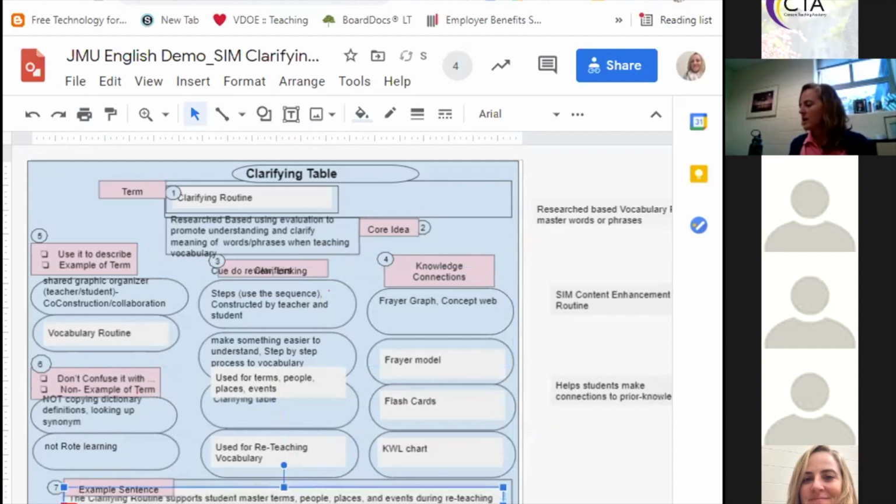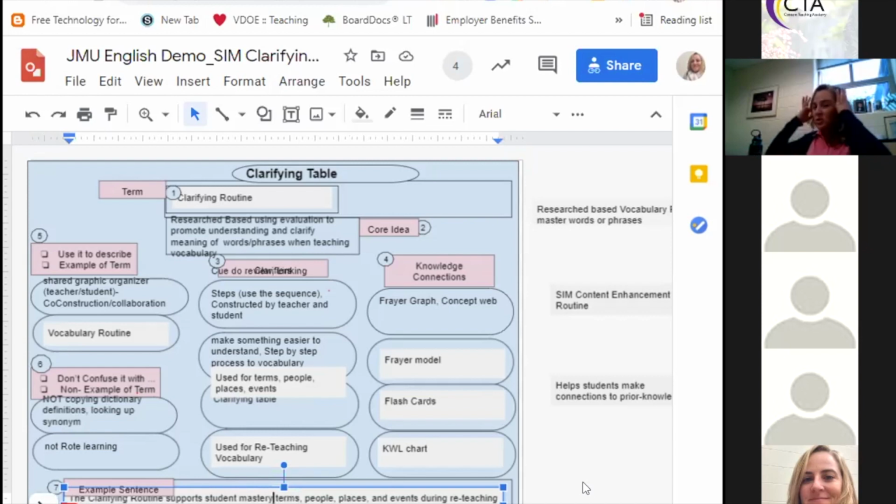just so that we can see that I said the clarifying routine supports students' mastery of terms, people, places, and events during co-teaching, reteaching, and is research-based to improve outcomes. So again, this is another place where your students may vary, but you're going to get input. You want to have your own done prior.